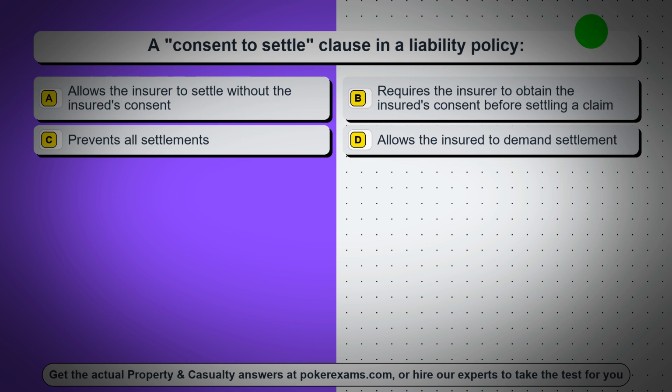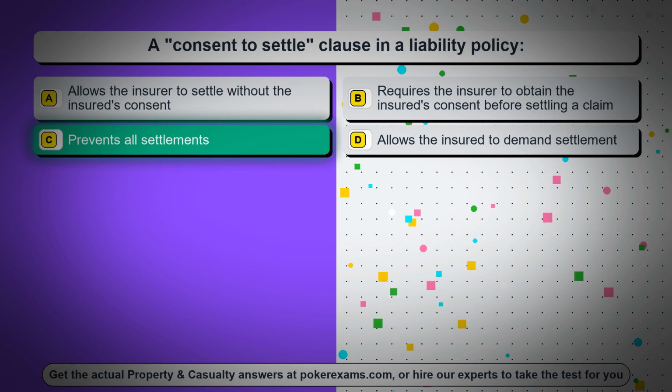Question 63. A consent to settle clause in a liability policy: Option A, allows the insurer to settle without the insured's consent. Option B, requires the insurer to obtain the insured's consent before settling a claim. Option C, prevents all settlements. Option D, allows the insured to demand settlement. The correct answer is option C, prevents all settlements.